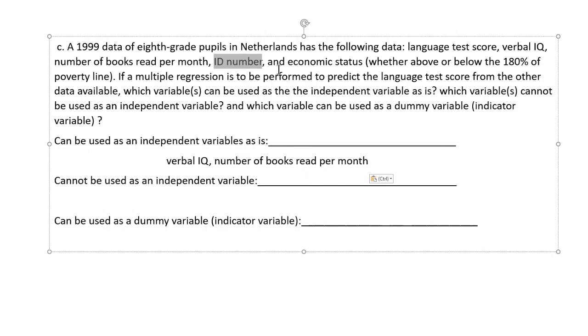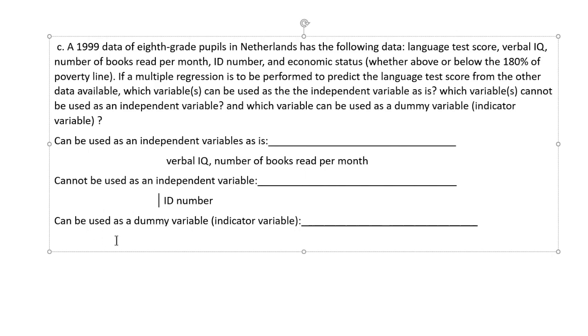So unless you have a good reason to believe that there is some logical thing that correlates the two, especially for random numbers like this, you should never include it. Okay, so that should be something that cannot be used as an independent variable.